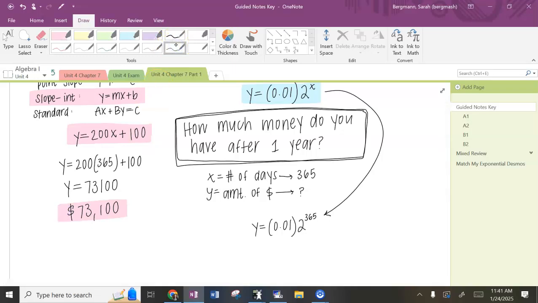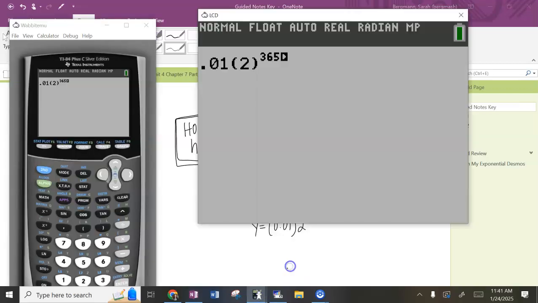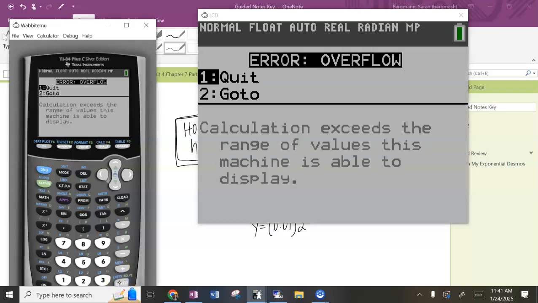Now let's see how much you would have if you had chosen option 2. For those of you that chose option 2, let's see what happens when we plug that into our calculators. When we plug that in, we have 0.01 times 2 raised to this 365 power, and we press enter, and it gives us this error. So let's go ahead and read that error. It says overflow, and read the rest of it. It says calculation exceeds the range of values this machine is able to display.